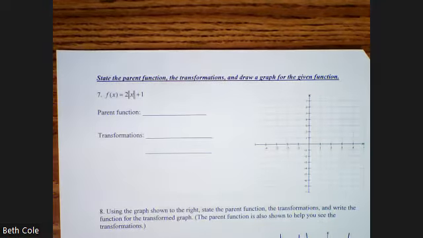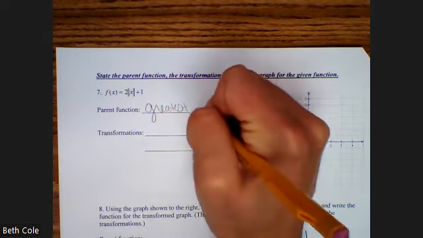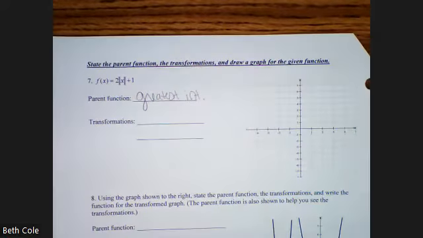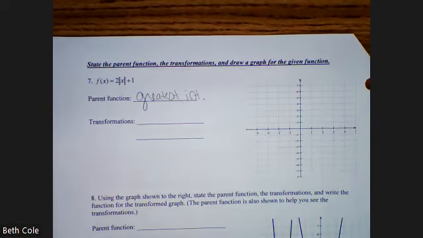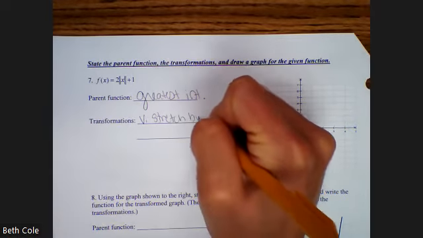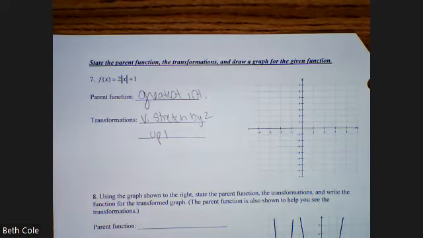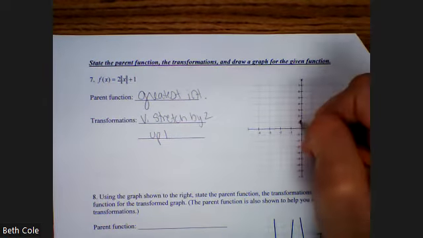All right, on the second page, what do we want to look at on this one? 7. Okay, what is the parent function? Greatest integer. Vertical stretch by 2 and up 1. So it's going to look like a staircase. Instead of starting at the origin, we're going to go up one and put a point.